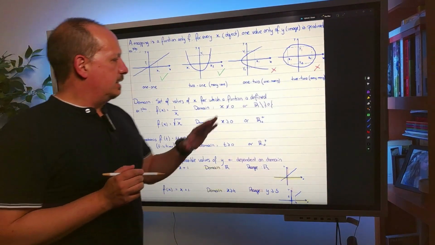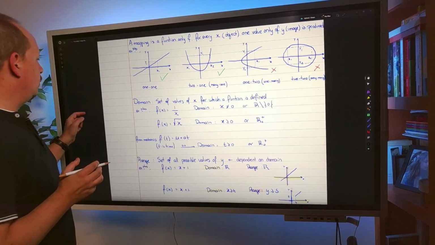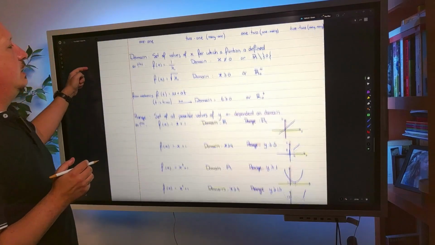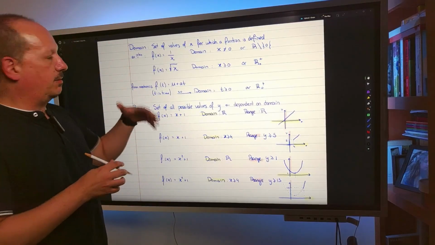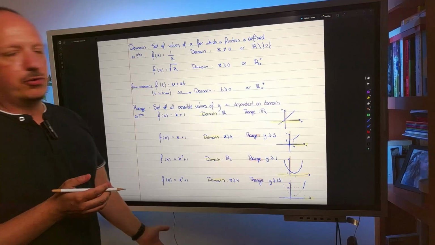All right? The domain can also be given by external circumstances that do not relate to the mathematical expression itself. So let's say, and I'm from physics, so I just use this example from physics.